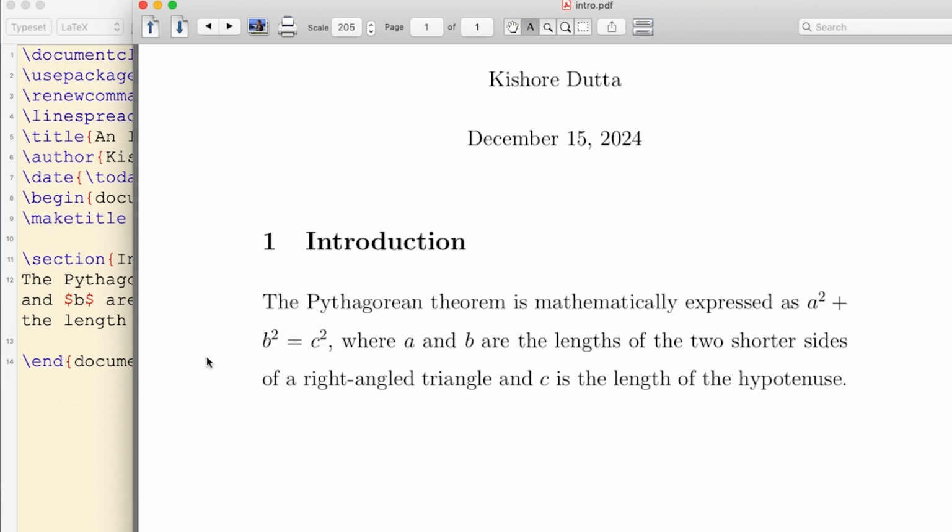Let's proceed to display math mode. I want to display the above equation keeping the same contents. For this, I shall use double dollar or slash third bracket environment as shown here. The Pythagorean theorem is mathematically expressed as, now the equation is displayed in a center line. As we see in the output, the equation is now displayed in a single line.